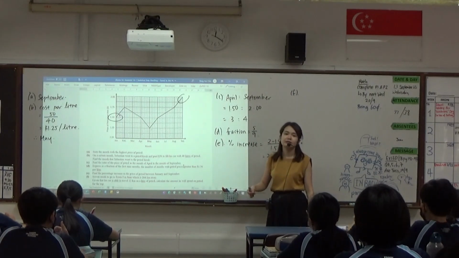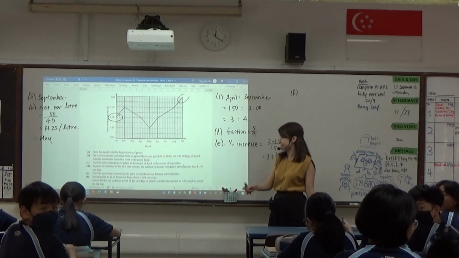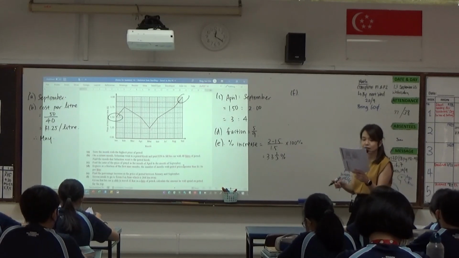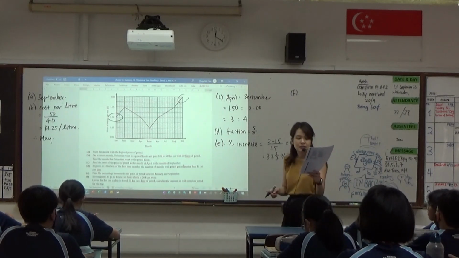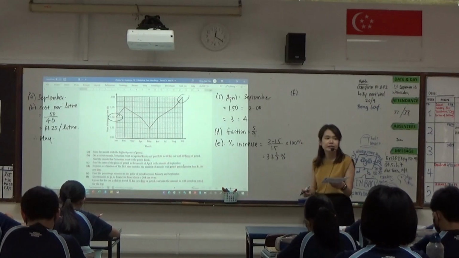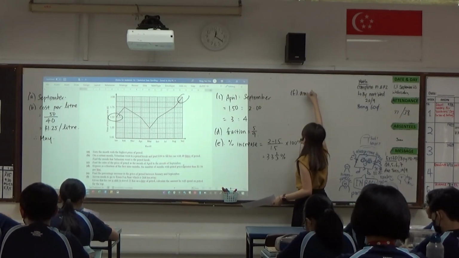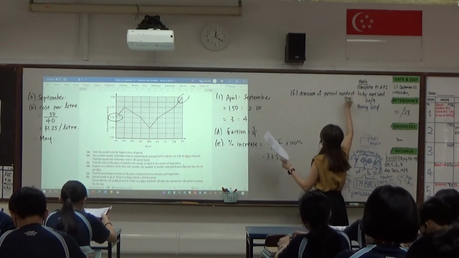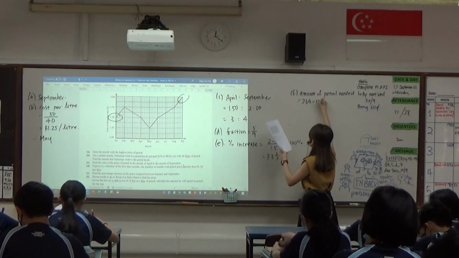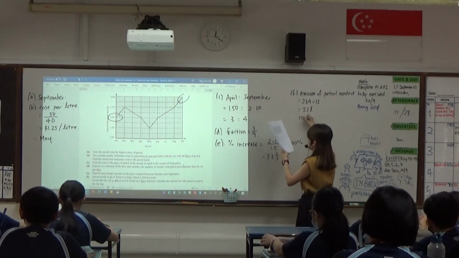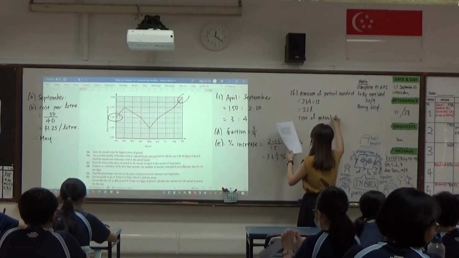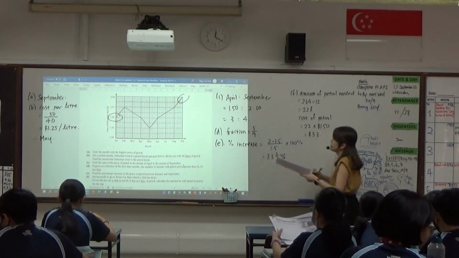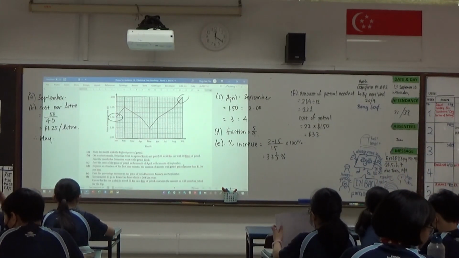Ask Ethan. What will your answer be? $33. We all get $33. We find the amount of petrol needed. Okay, the cost of petrol is $33. Yes, Xavier.